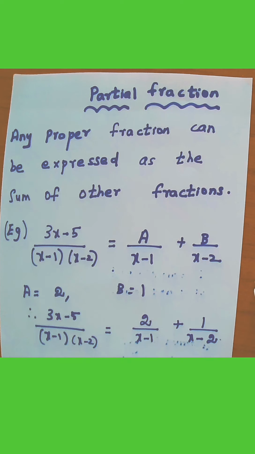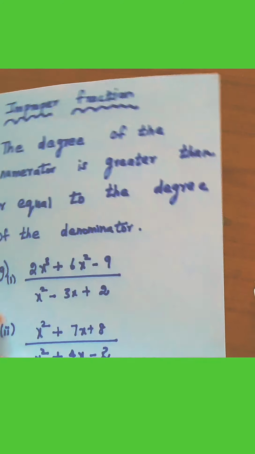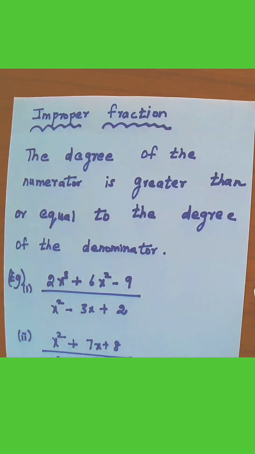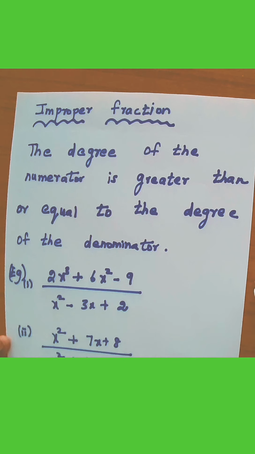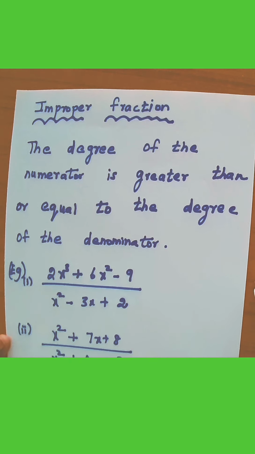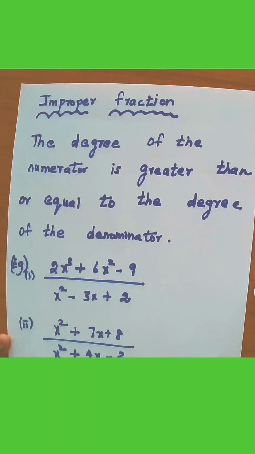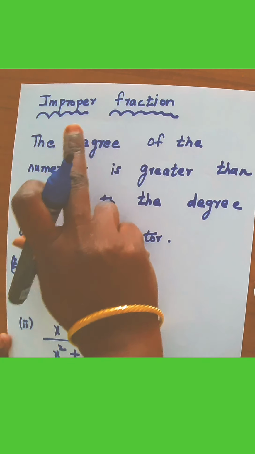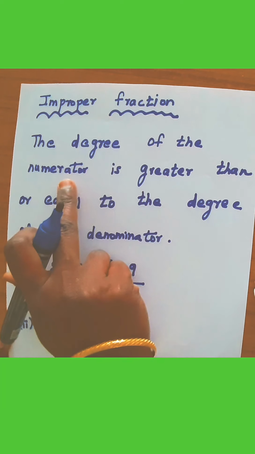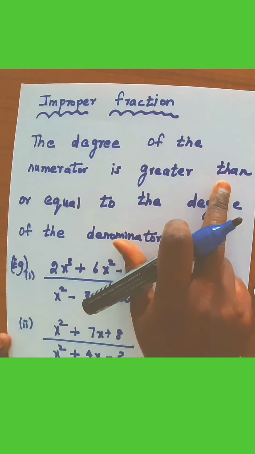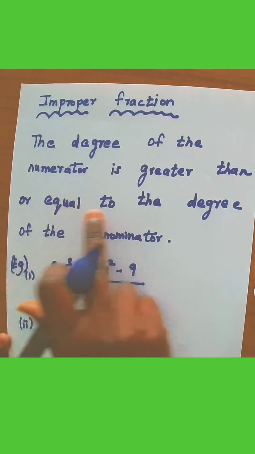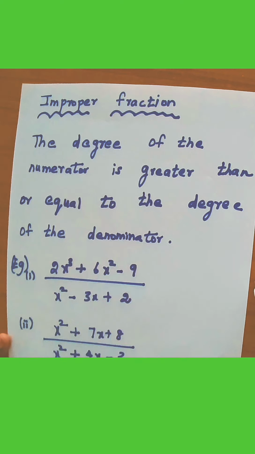Now we will see what an improper fraction is. It is just the opposite of a proper fraction. In a proper fraction, the degree of the numerator was less than the degree of the denominator. But in an improper fraction, the degree of the numerator is greater than or equal to the degree of the denominator. That is called an improper fraction.